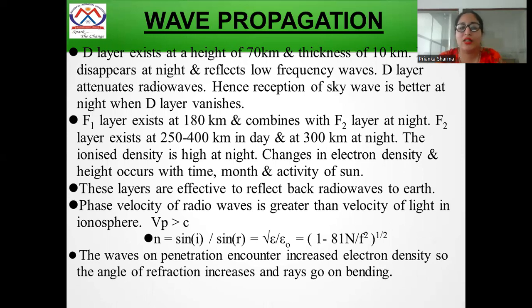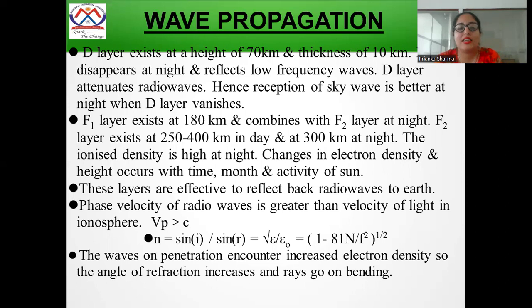The D layer attenuates the radio waves. So the reception of sky waves is better during the night when this D layer is not present in the sky or it has vanished, as compared to the daytime. F1 layer exists at 180 kilometers and it combines with F2 layer at night time, which exists at 250 to 400 kilometers in day and 300 kilometers at night.